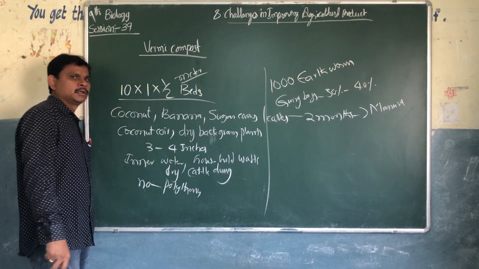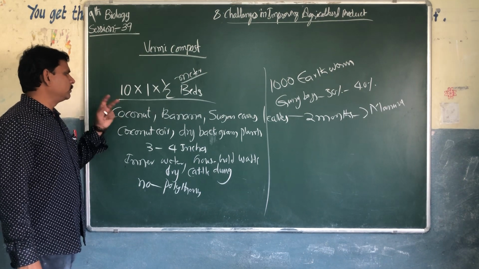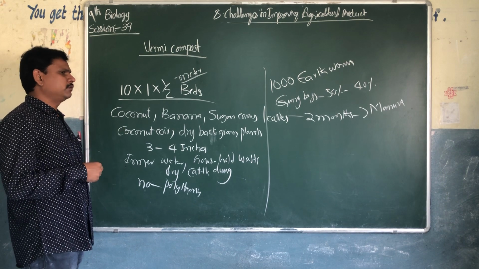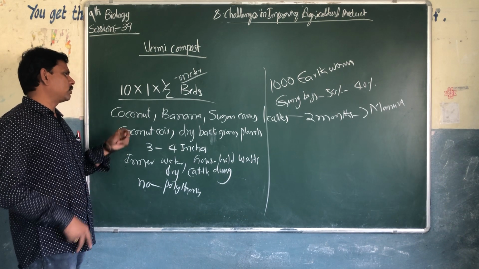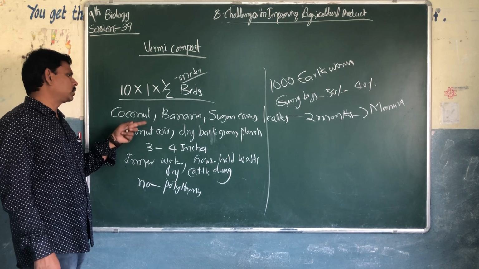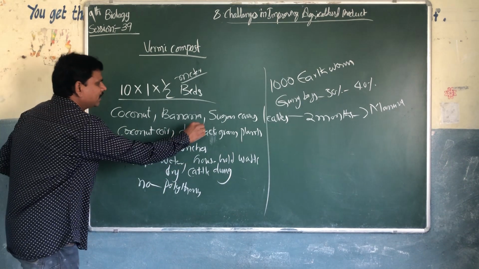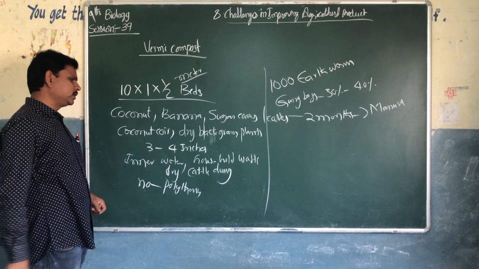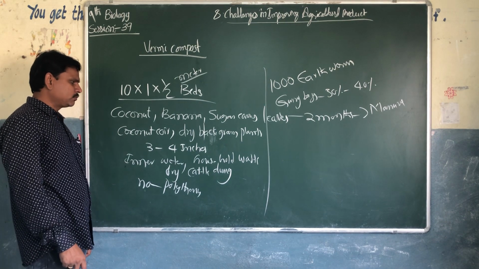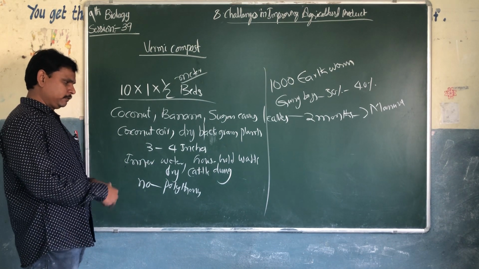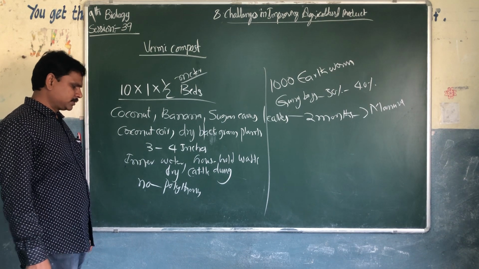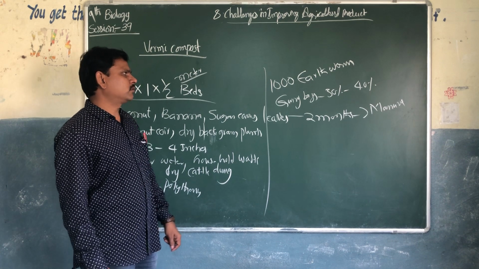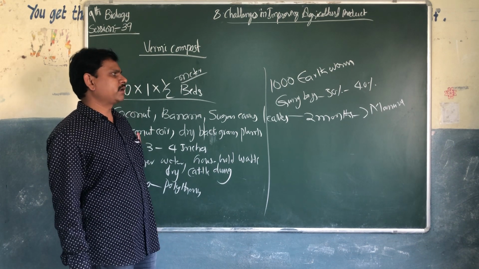See how they prepared this vermicompost. They used beds of 10 by 1 by half a meter, very nice beds. They used coconut, banana and sugarcane leaves, coconut coir, and dry black gram plants, 3 to 4 inches in height. Inside they used water, household waste, and dry cattle dung, and there were no polythene covers. There were around 1000 earthworms per square meter.